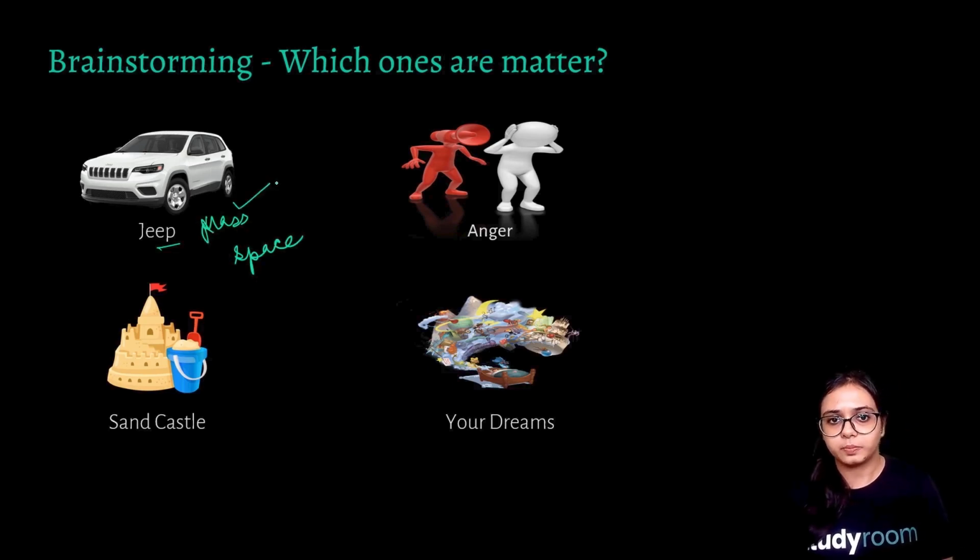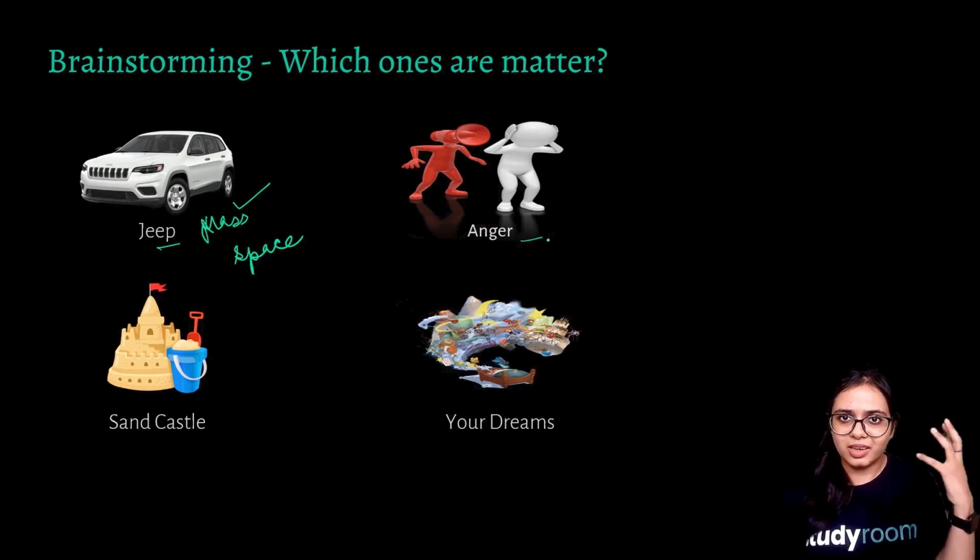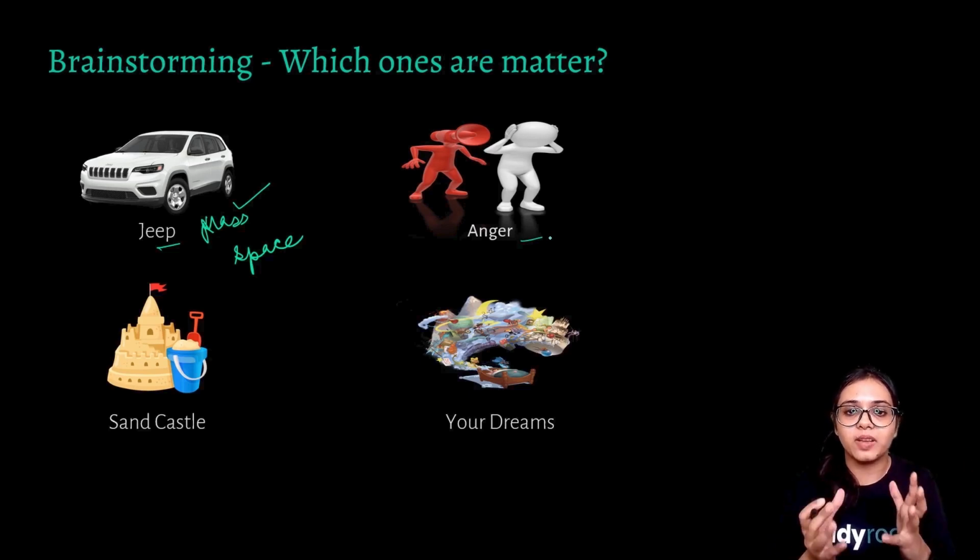What about anger? Now, anger is an emotion we feel when we are unpleasant with ourselves or with our friends or with someone else. So anger is an emotion. It is an abstract quality. It does take up space in our mind, but it does not have concrete mass. It cannot be measured by kilograms and its volume cannot be measured. So we cannot call anger matter.